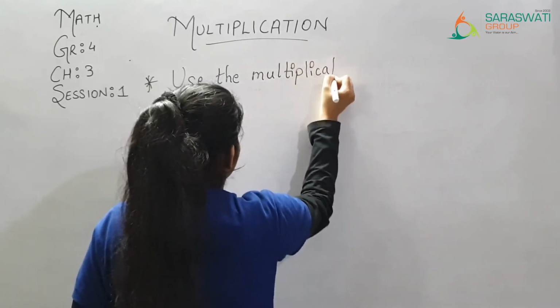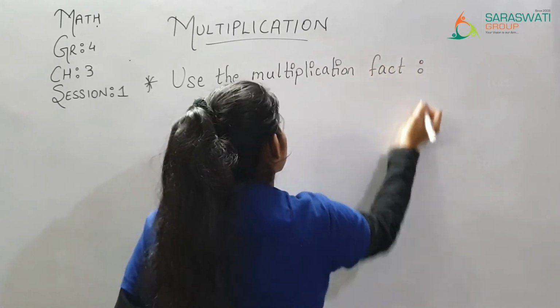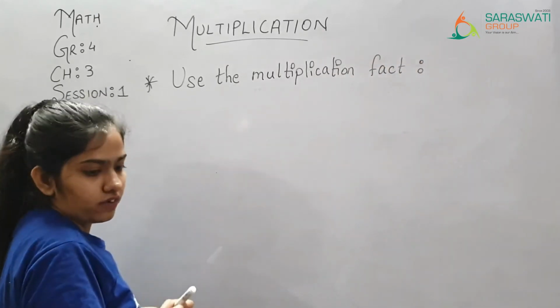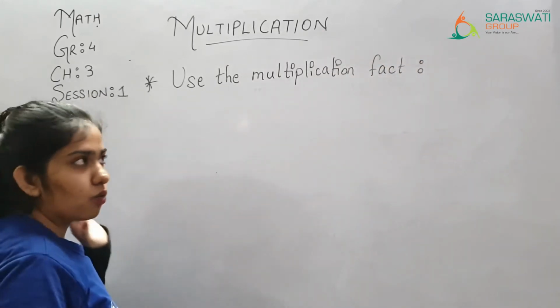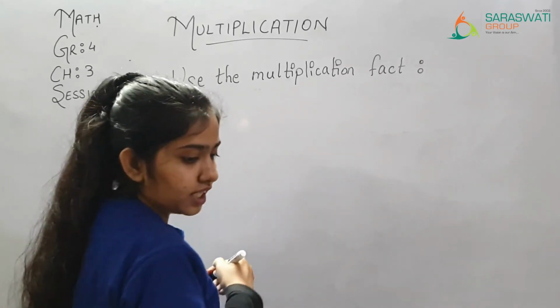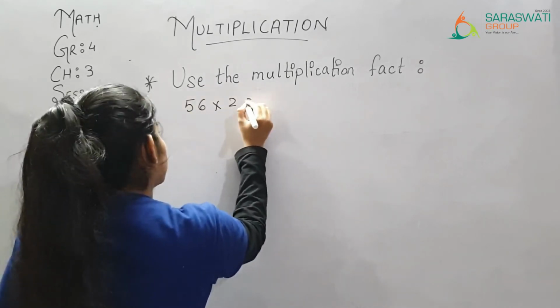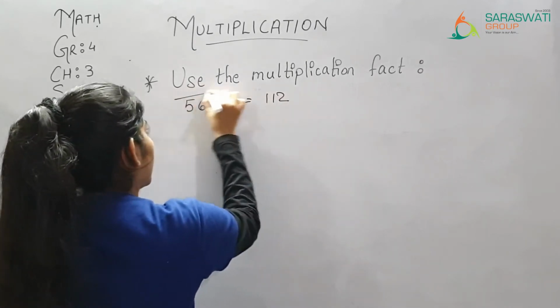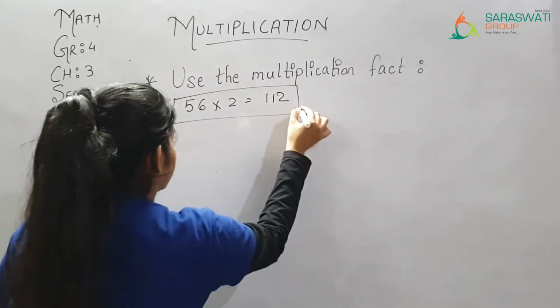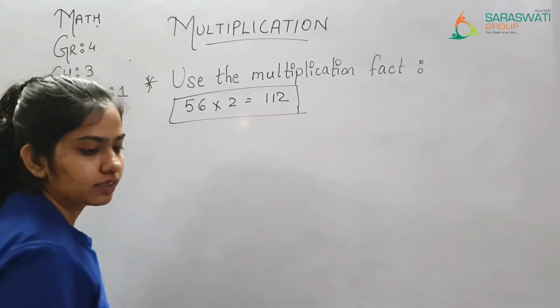Use the multiplication fact. So now what you are supposed to do over here, see, one hint is already given, that is 56 into 2 equals 112.